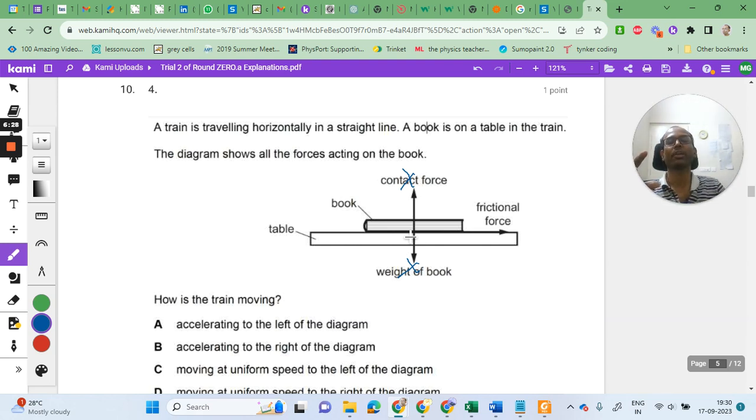Which means the train is accelerating to the right. So how is the train moving? Accelerating to the right of the diagram.